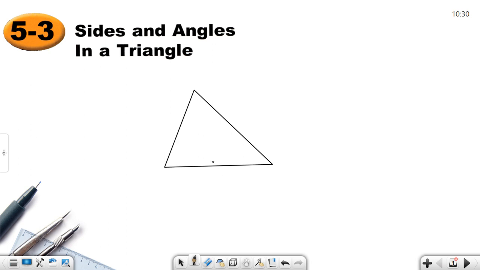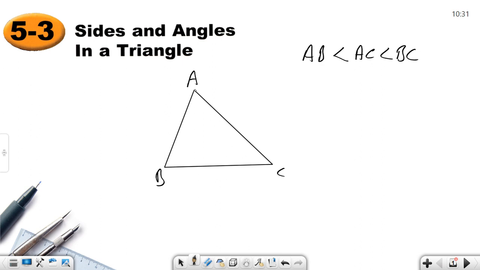Now we will talk about the relation between sides and angles. Let's say A, B, C. Okay. BC is the longest side here. And what's the smallest side? AB. AB is shorter than AC, which is shorter than BC, if that's given.